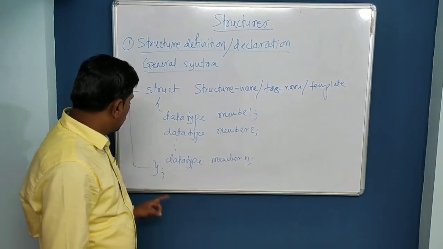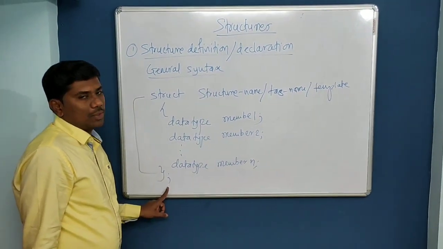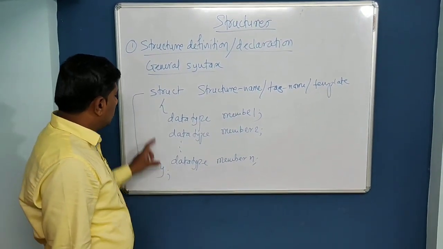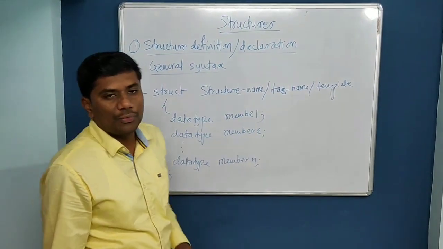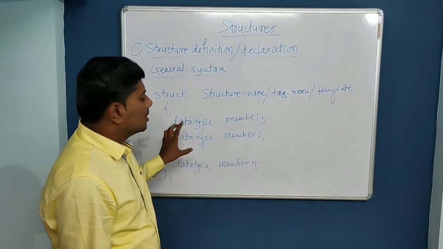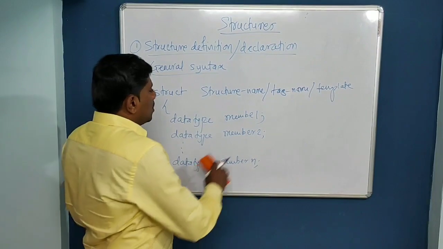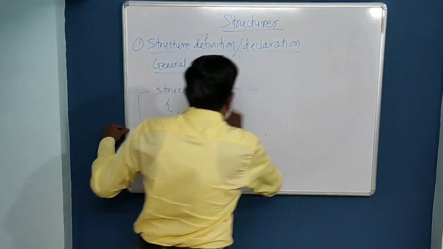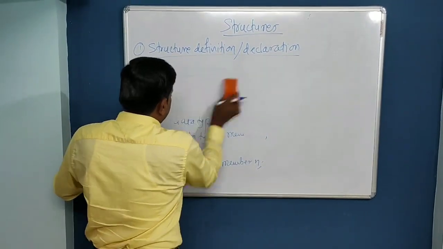Many times we forget to include this one. So this is very important. You should end structure definition with semicolon. So this is the general syntax. Now we'll see an example of this structure definition.